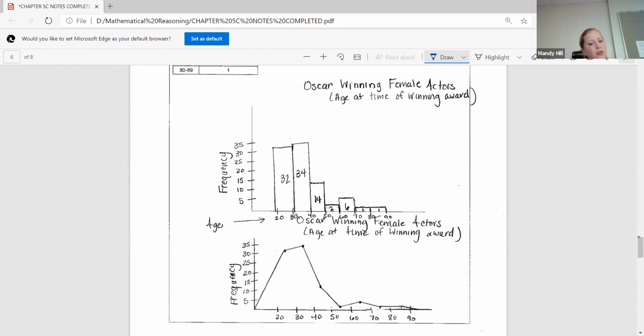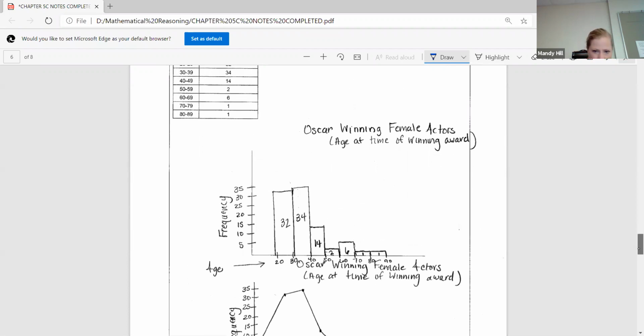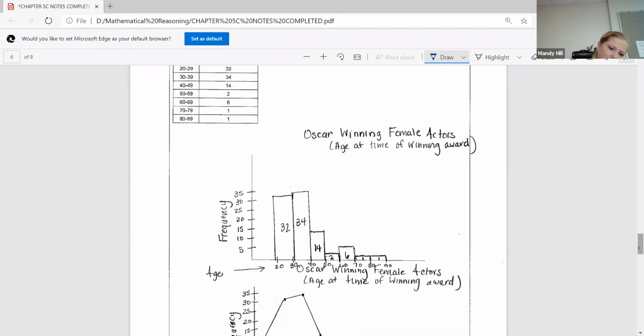That category was really 20 to 29. But when you're drawing a histogram, you connect them all. So you start with whatever category, then you go 20, 30, 40, 50, and I did this exact same thing down here. These were the actual ages of the women when they won the Oscar. On the left side of the chart, you've got the frequency, which is how many times it happened.